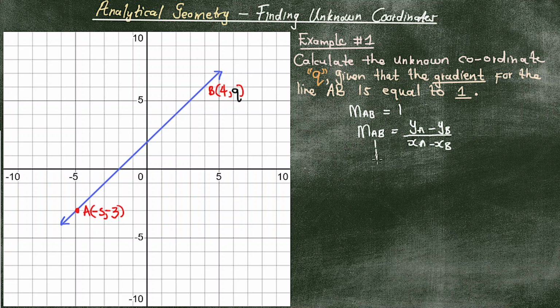Gradient AB, I'm going to substitute that. It's 1. YA is negative 3, YB is Q, over XA, that's minus 5, minus XB, negative 3. So it's going to be 1 equals minus 3 minus Q over, and then minus 5 plus 3, that's going to be minus 2.